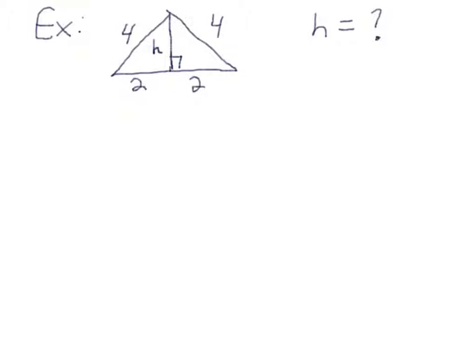Okay, hopefully you've thought about it, but now we're going to look at what theorem to use. If I've got 2 here, and my hypotenuse is 4, well, 2 times 2 is 4, so I think that would mean that 2 is my short leg, and 4 is my hypotenuse. I think that means I've got a 30, 60, 90 triangle. Once I establish that, yes, this is definitely a 30, 60, 90 triangle, then H becomes my long leg.